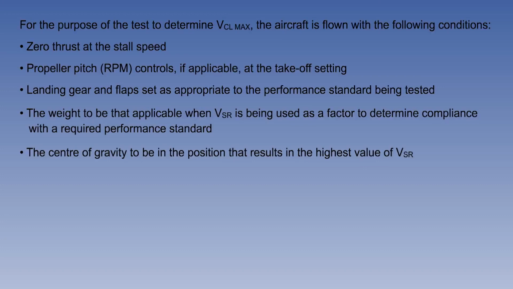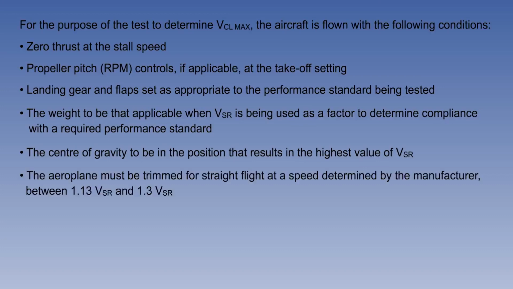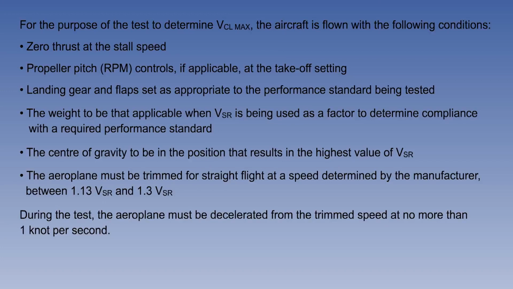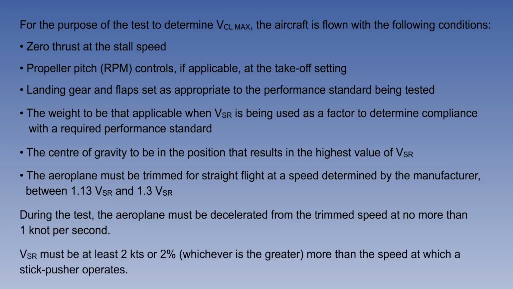and the aeroplane must be trimmed for straight flight at a speed determined by the manufacturer, between 1.13 VSR and 1.3 VSR. During the test, the aeroplane must be decelerated from the trim speed at no more than 1 knot per second. An additional condition, which applies when the aircraft is fitted with a stick pusher, is that the reference stall speed may not be less than 2 knots or 2%, whichever is the greater, above the speed at which the device operates.